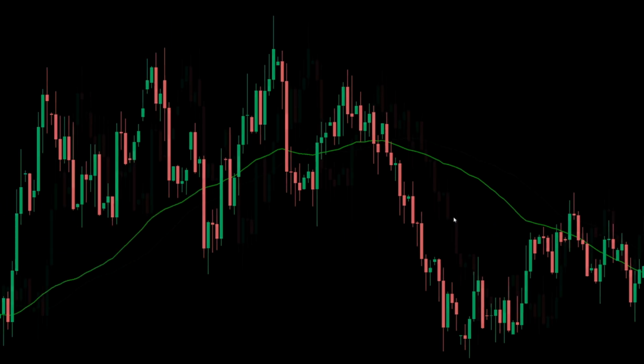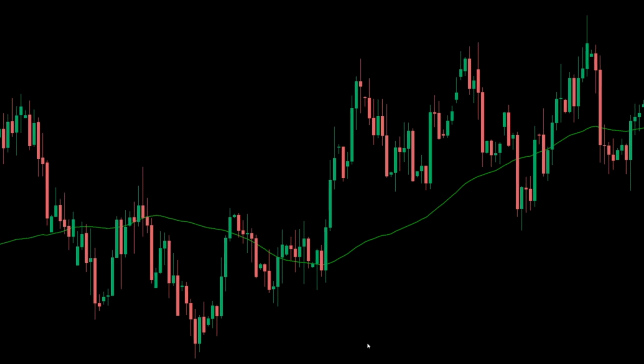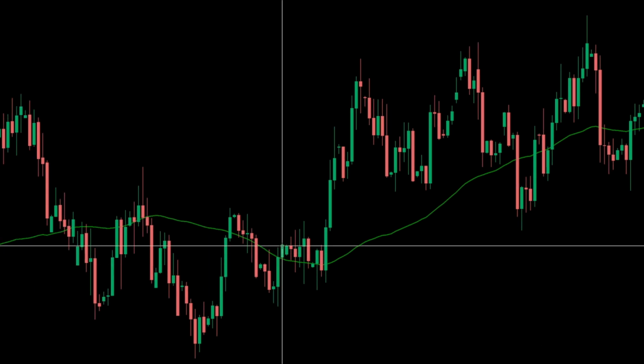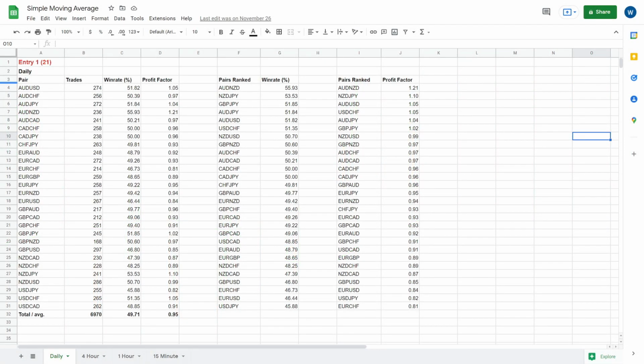Okay, let's look at the results of this test. So I will only go through the top 5 time frames and sessions. You can check out the spreadsheet in the description yourself if you're interested. In 5th place, we're on the daily time frame, and here we have entry 1 with an indicator period of 21. Win rate is 49.71% and profit factor is 0.95.